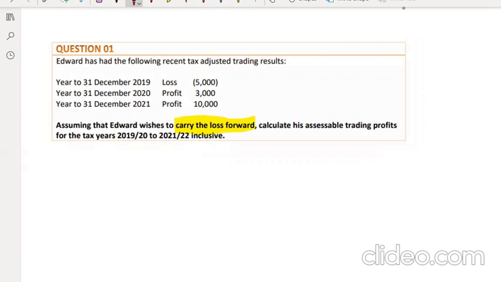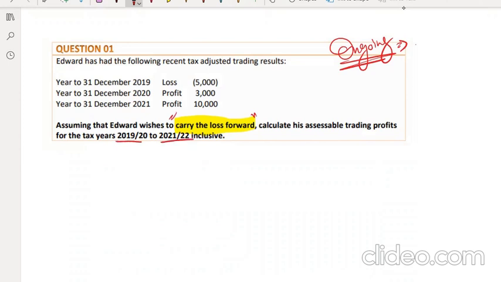Edward has had the following recent tax-adjusted trading results. Year to 31st December 2019, loss 5,000. Year to 31st December 2020, profit 3,000. Year to 31st December 2021, profit 10,000. The requirement, please, very carefully. Assuming that Edward wishes to carry the loss forward, calculate his assessable trading profit for the tax years 2019-20.